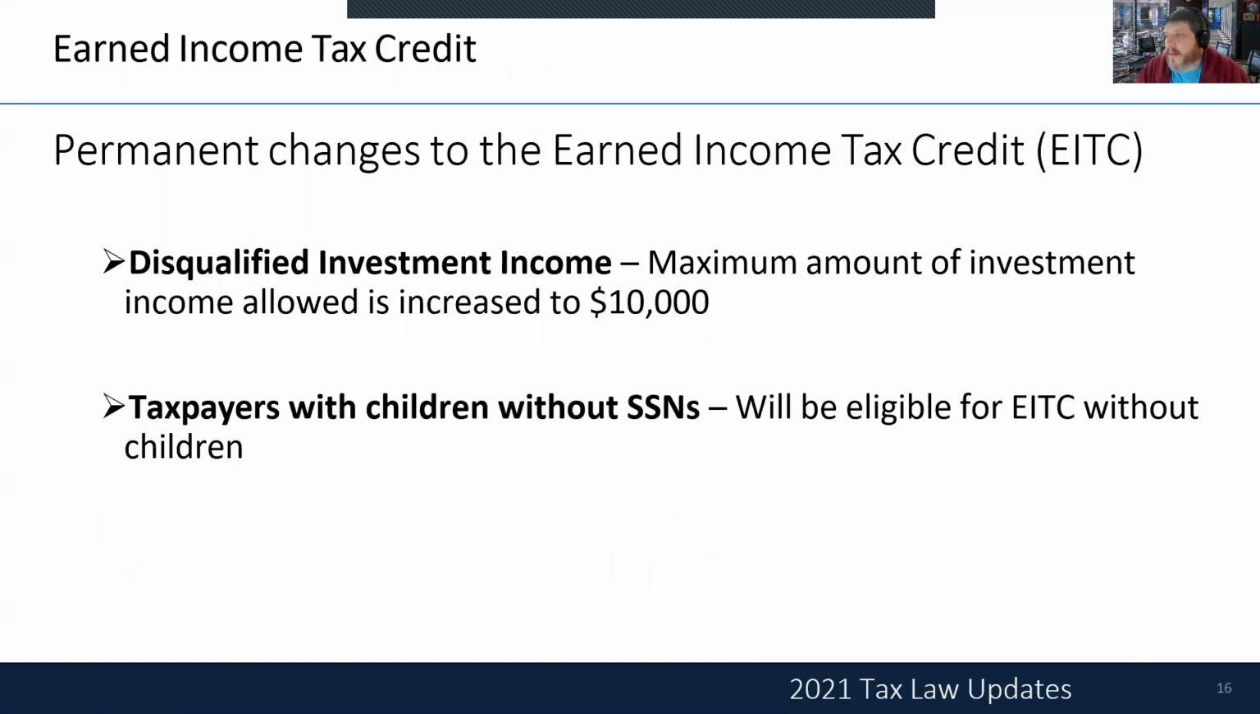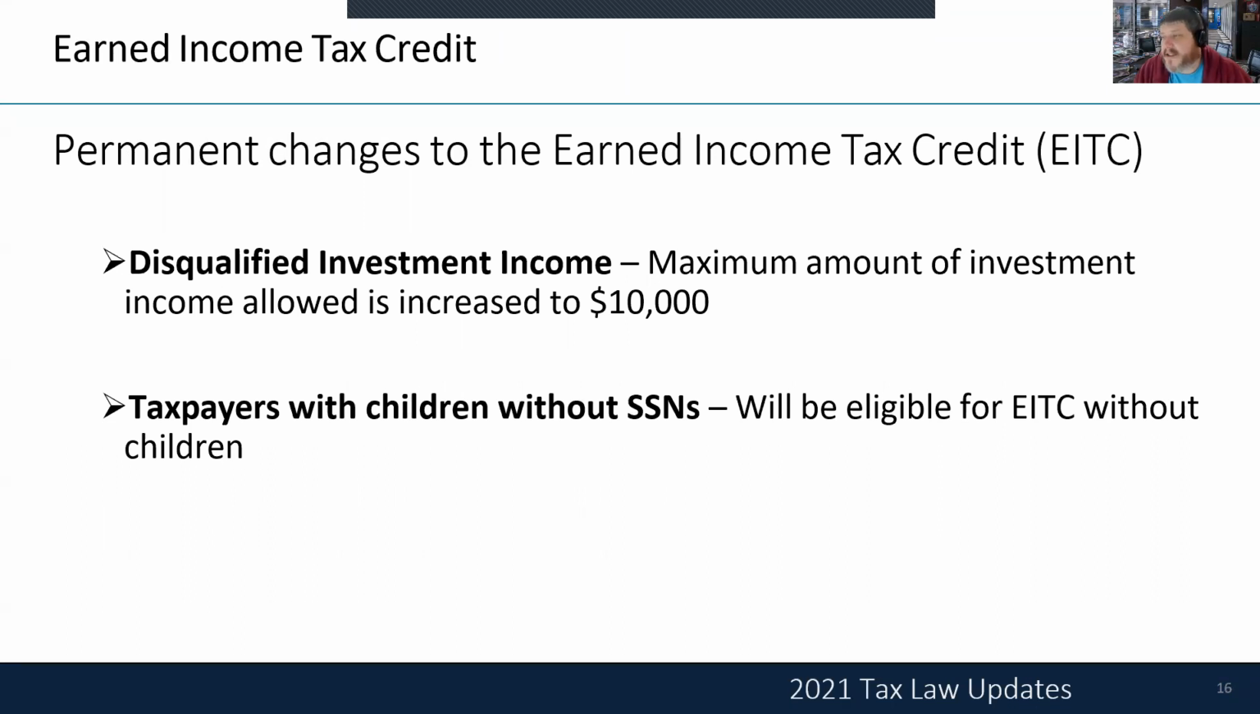So there's been a couple of permanent changes to EIC. Previously, the amount of investment income that you could have and still qualify for EIC was capped at 3,000. If it was over 3,000, then you no longer qualified for EIC. That has been increased to 10,000.